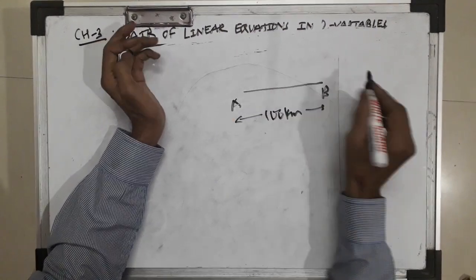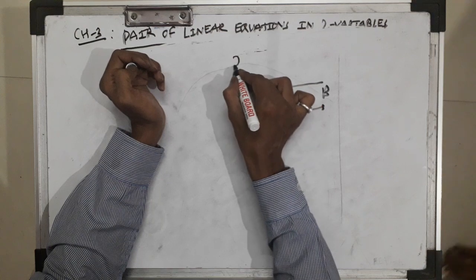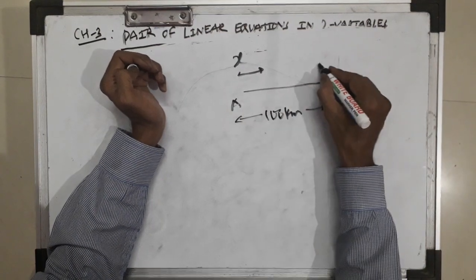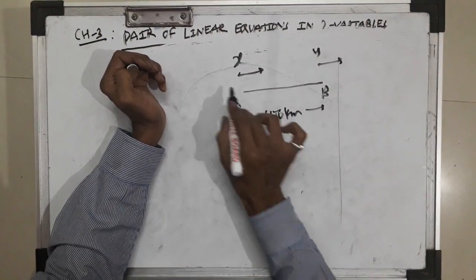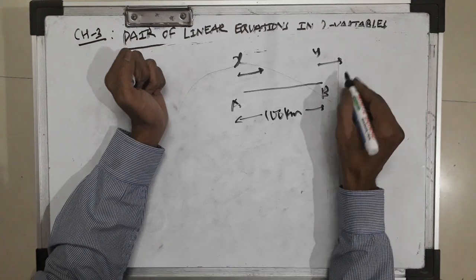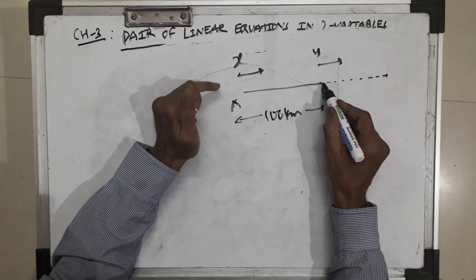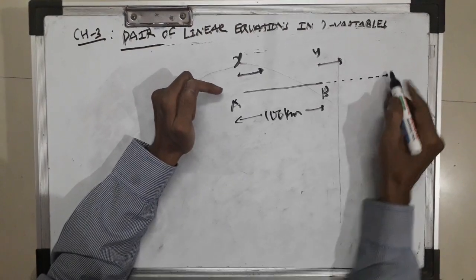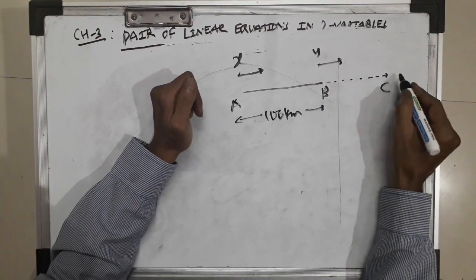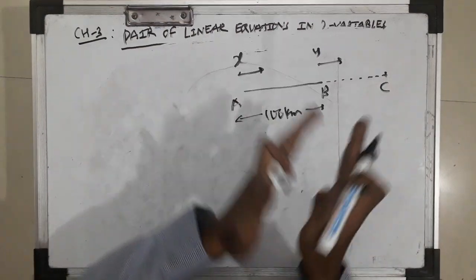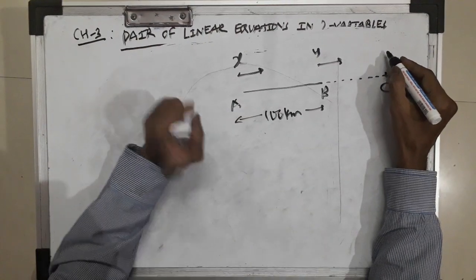100 kilometer. Okay, two cars, one car with speed x, another car with speed y. These two are moving in the same direction. After 5 hours, actually, this road is a continuous road, right? Just suppose they are going to meet at point C. They are crossing each other at point C after 5 hours.